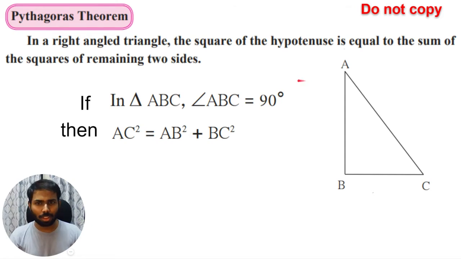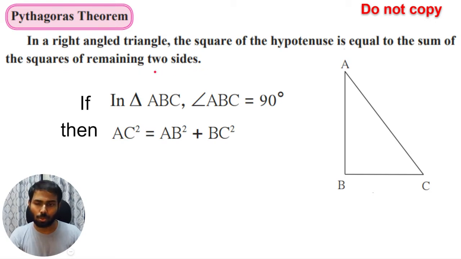So what is Pythagoras theorem? In a right angle triangle, this is your if part, that a triangle must have one angle of 90 degrees. Only then can you call a triangle a right angle triangle. So in a right angle triangle, the square of the hypotenuse. What is the hypotenuse? Whichever is the right angle in your triangle, the side opposite to it is your hypotenuse, or it is the longest side of a right angle triangle. You can think of it in both ways. Both are the hypotenuse. So the square of the hypotenuse is equal to the sum of squares of the remaining two sides.